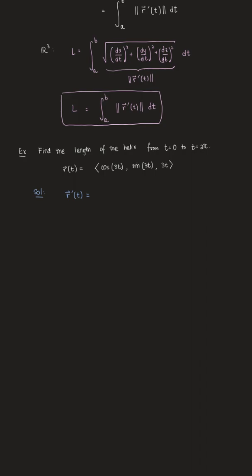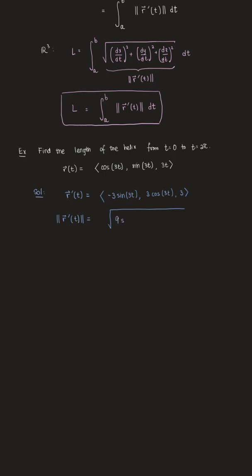So r prime of t, using the chain rule, will be negative 3 sine of 3t, 3 cosine of 3t, and the derivative of 3t is just 3. Now, we need to find the magnitude of this vector function in order to find the length of the curve. So that's going to be the square root. We could pull out the 3. I'm just going to include it in here for now.